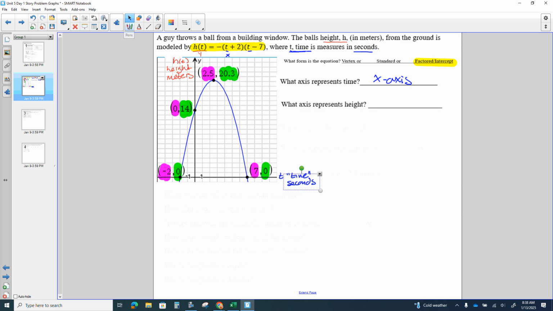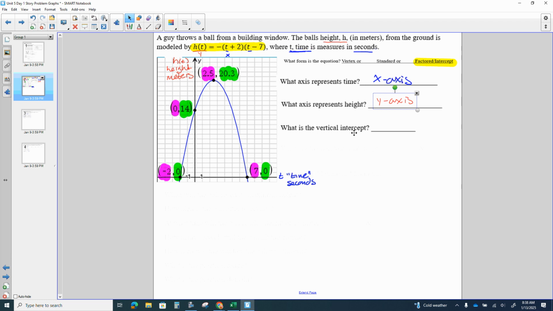So the next one, what one represents height? We already kind of talked about, that's our y-axis. So I come here and say the y-axis, and all of my y values are height, and they're in meters. So whenever they ask me height, I'm going to say meters.